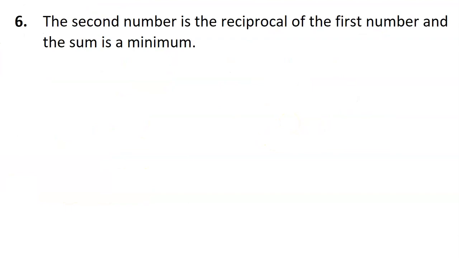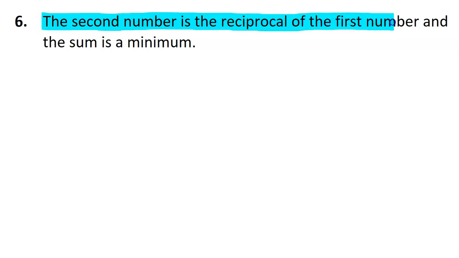For number 6, they are giving us the secondary equation that the second number is the reciprocal of the first number. So that would mean, for example, that y is equal to 1 over x.